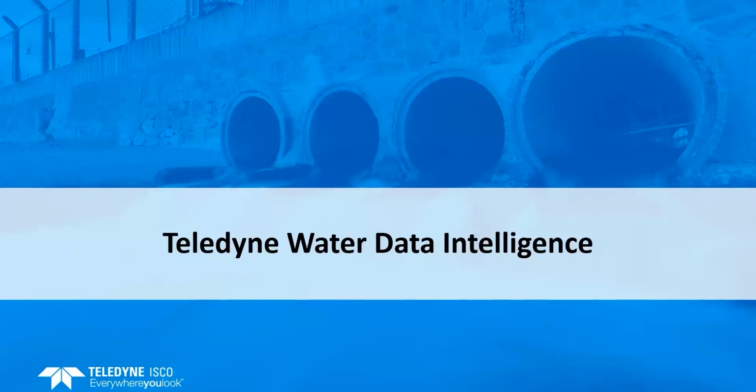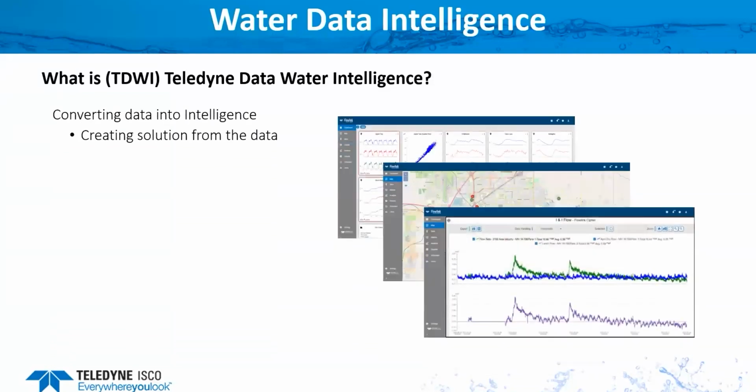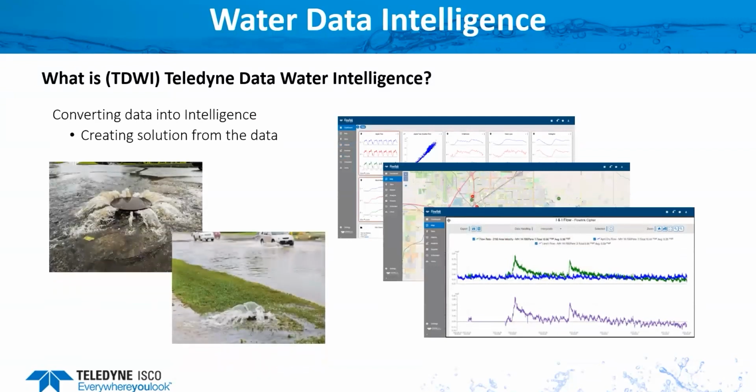So Teledyne Water Data Intelligence. What is it? Data intelligence is converting data into intelligence, creating solutions from the data. Using the data analysis, you can see I&I issues, surcharging in your collection system that need to be addressed before future backups occur. And Dennis will be discussing how to collect this data and provide alarms to make you aware of these situations.